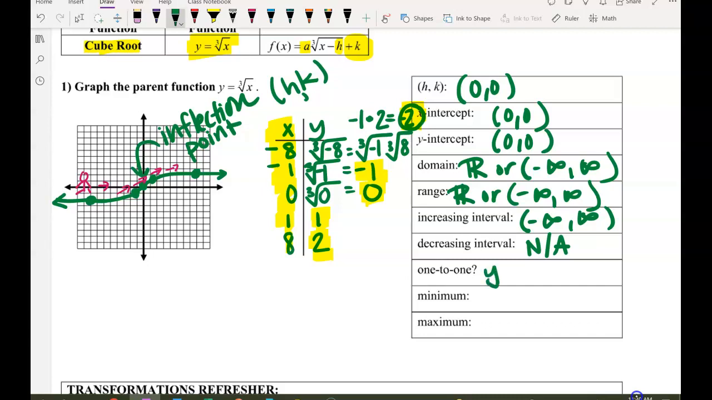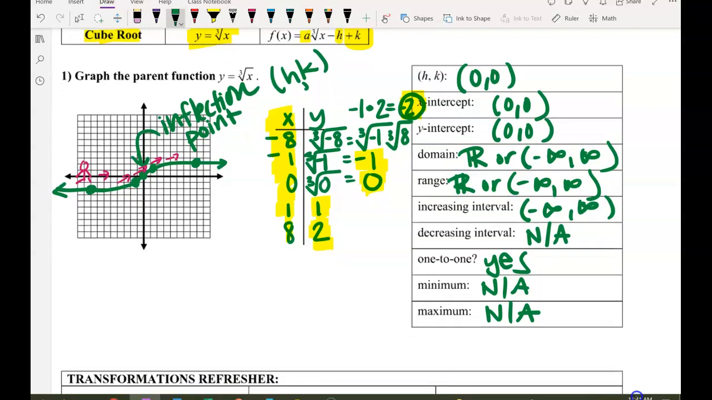It is a one-to-one function, guys, because it passes the horizontal line test. That means every single time we make a horizontal line, it intersects the function at most one time. We do not have a minimum point or maximum point because we do not have any vertices, okay? And that's as simple as a parent function.